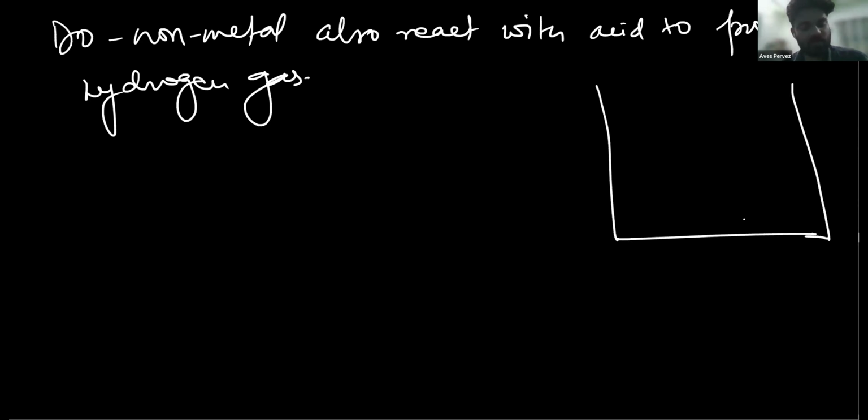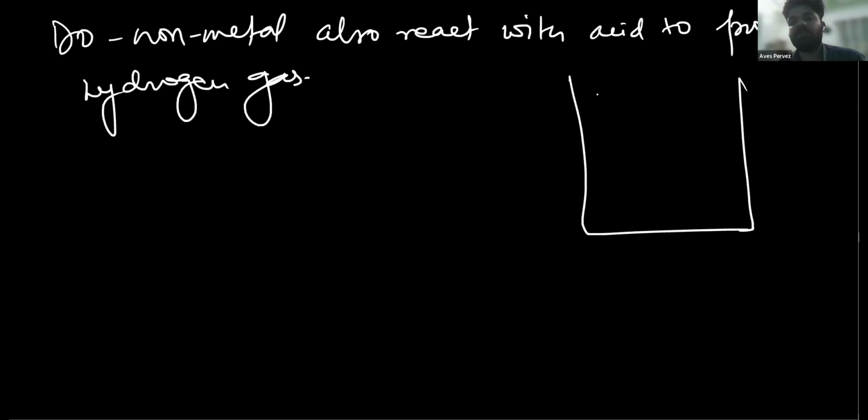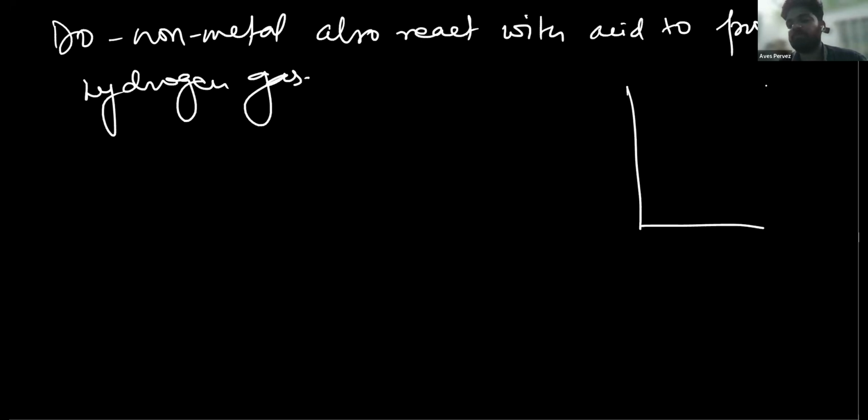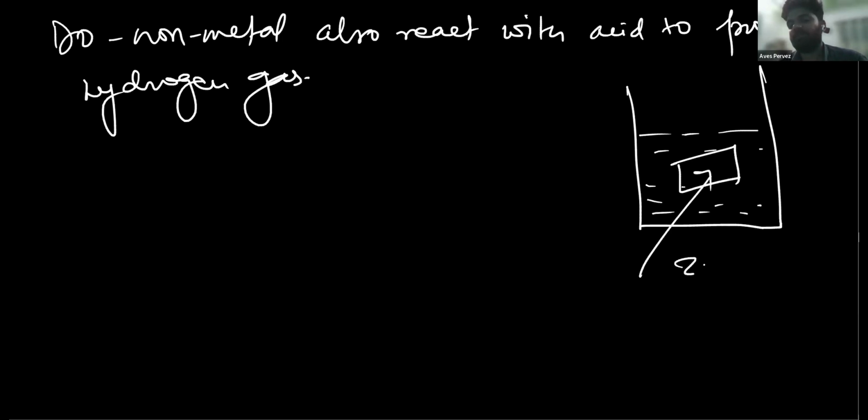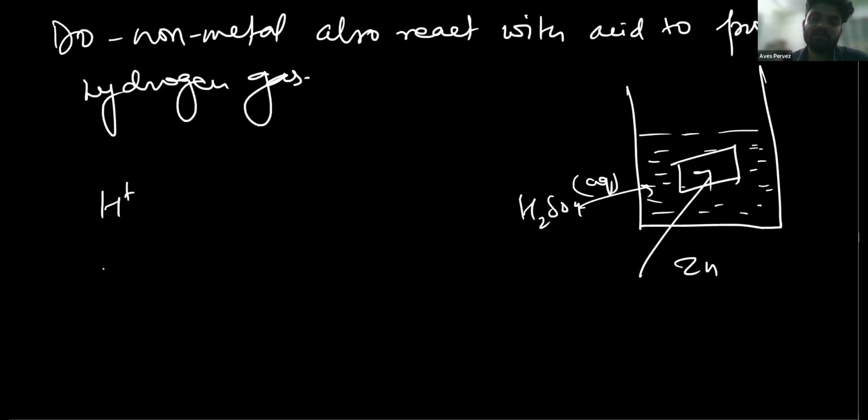For example, what is going to happen when acid reacts with metals? For example, this is zinc, and it is placed in the solution of H2SO4, aqueous in water. So what is going to happen when H2SO4 is present in the solution? It is going to be in the form of H positive and SO4 minus 2 ions. Got it? Means they are in the form of aqueous.